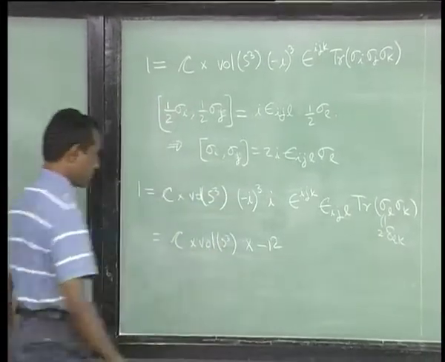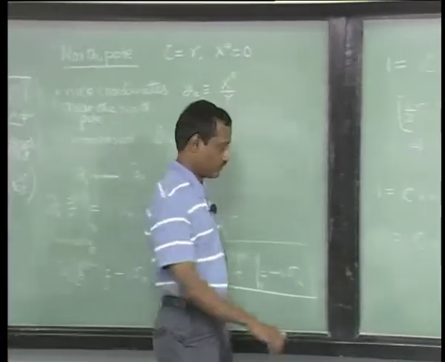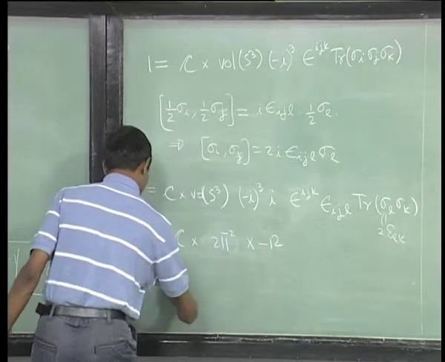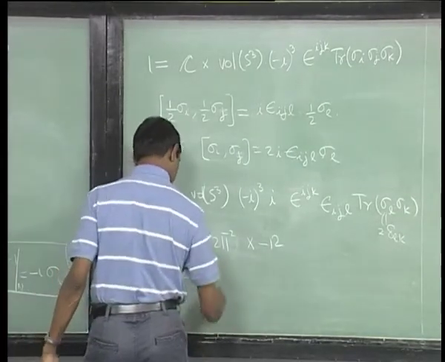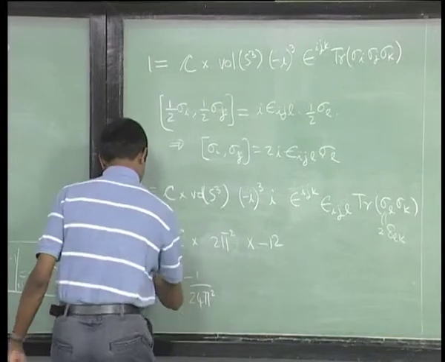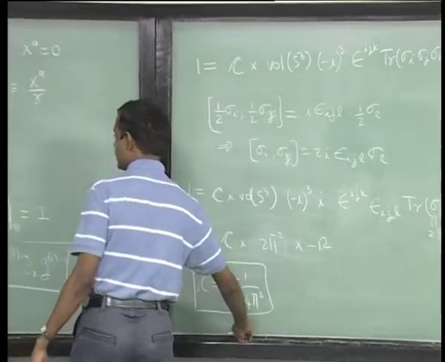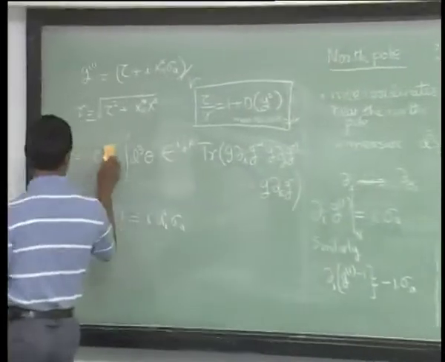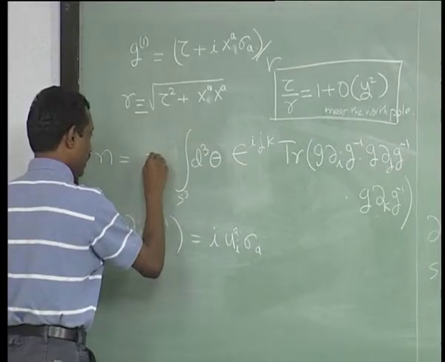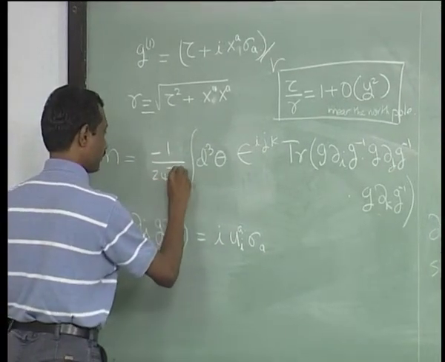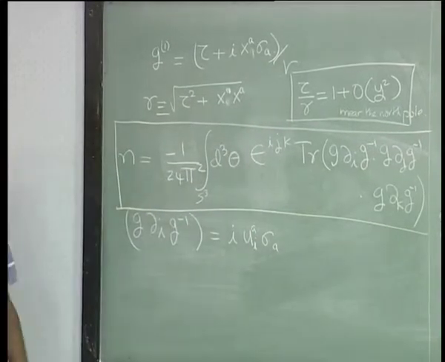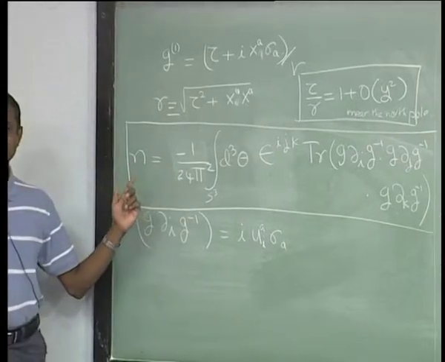But we have already seen that the volume of S3 is 2 pi squared. So I can just write that out here. So we get C equal to minus 1 by 12 into 2, that is 24 pi squared. All this hard work was just to compute this, and we have done this only for SU(2), but just to show you how it goes. Okay. So this is just minus 1 by 24 pi squared. So this is how the winding number is computed.